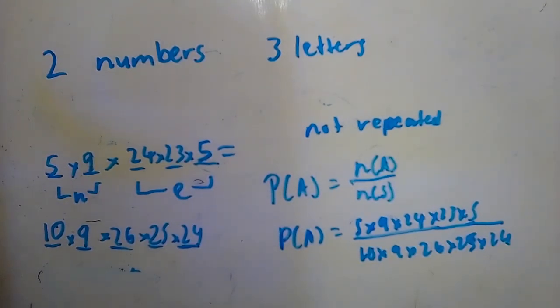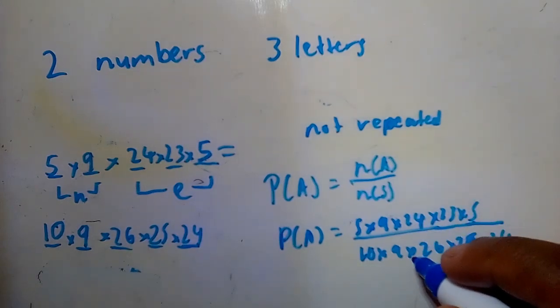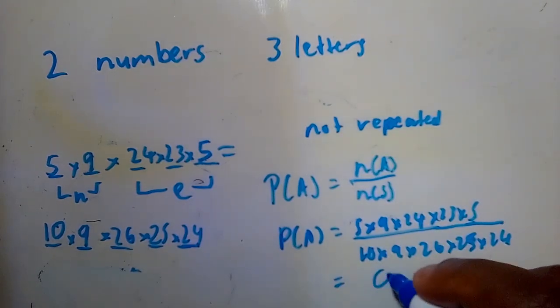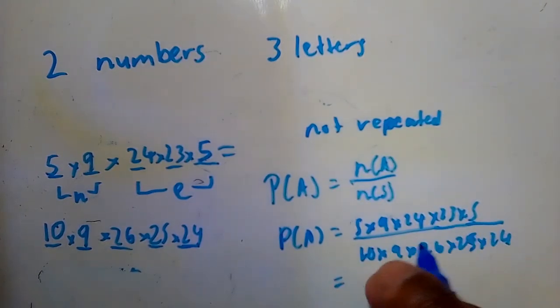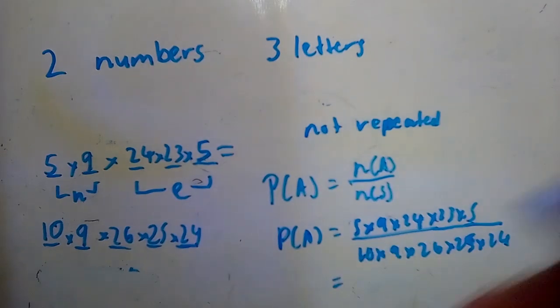How you know you're correct is that the numerator must always be smaller than the denominator. Your answer should be from 0 to 1, right? So we should have 0 point something.